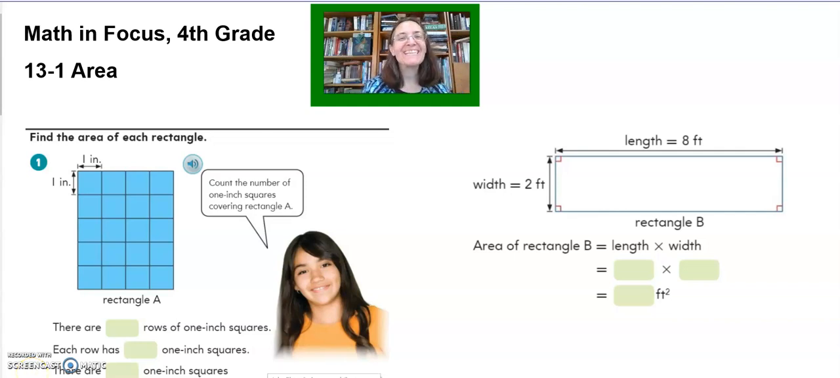Hello, my mathematicians. This is Miss Foster with Math in Focus, 4th grade, Chapter 13, Lesson 1. We will be studying area.